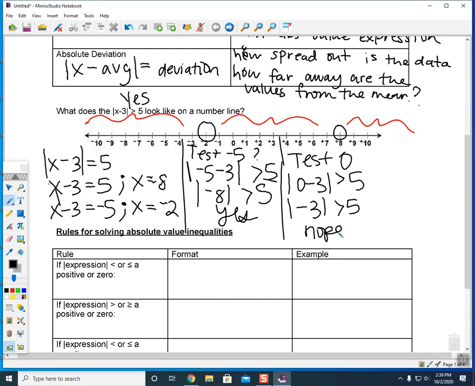Nope. That is not greater than 5. So my middle section is a big fat no right there. So then I need to test one on the right-hand side. So I'm going to test 10. I'm just picking numbers that are easy to work with, right?